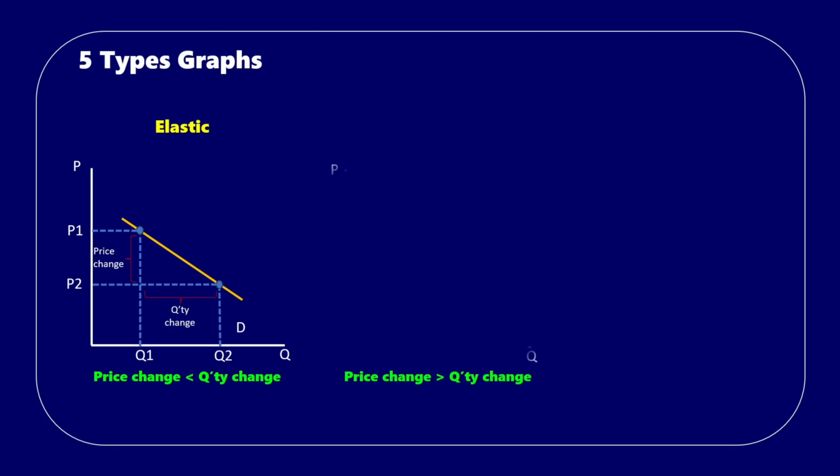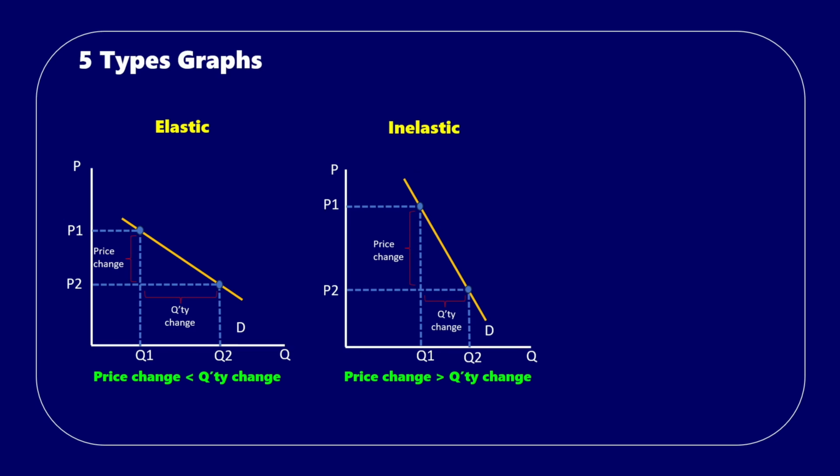Next, look at inelastic demand. In this case, price changes a lot, but quantity barely responds. The curve looks more steep. So even when price falls from P1 to P2, quantity only increases a little. So here, the price change is larger than the quantity change, which tells us demand is inelastic, with elasticity less than 1.